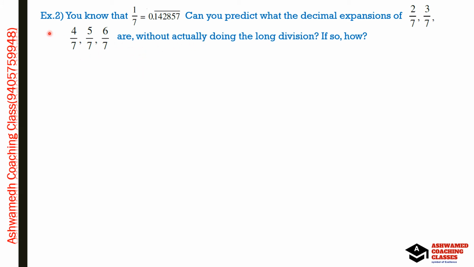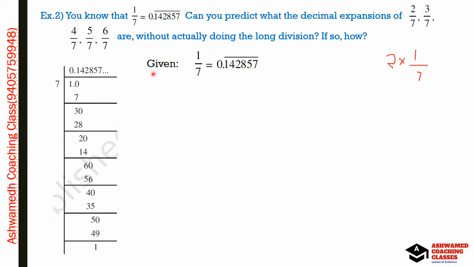Yes, it is very simple, because we can write 2 by 7 as 2 into 1 by 7, and 3 by 7 as 3 into 1 by 7, and so on. Using the given expansion of 1 by 7, we can easily find the expansion of all these rationals without actually doing the long division. So how? See this. Given is 1 by 7 equal to 0.̅1 4 2 8 5 7.